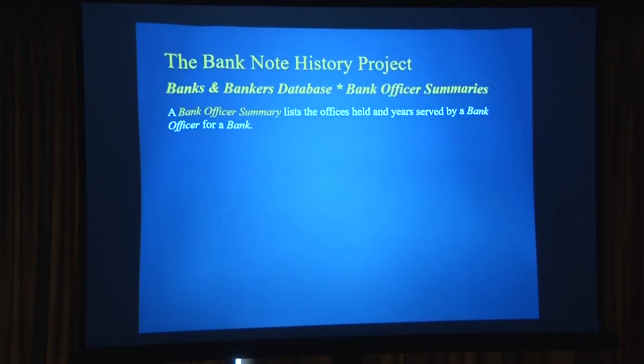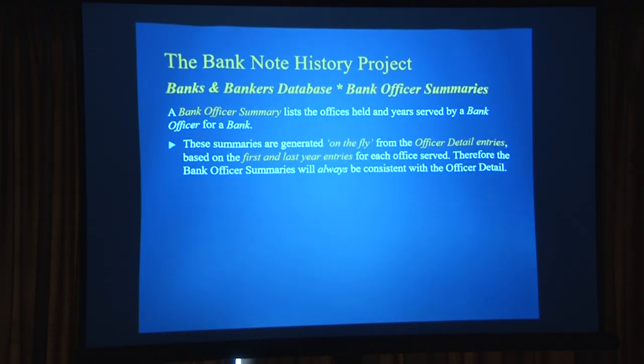Okay, the bank officer summary, as we pointed out, lists the officers held and years served by a bank officer for a bank. The important thing is these summaries are generated on the fly from those officer detail entries, based on the first and last year entries for each office served. Therefore, these officer summaries are always going to be consistent with the officer detail. That's a big thing in a database. So if we add more detail and then do a search, it's immediately going to adjust those bank officer summaries to take that detail into effect. So that's a big thing there.